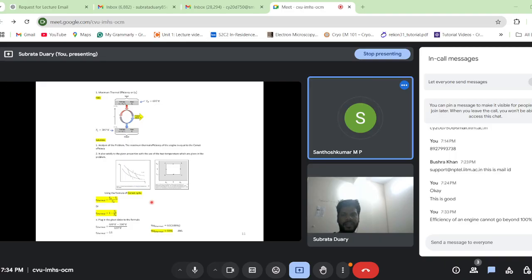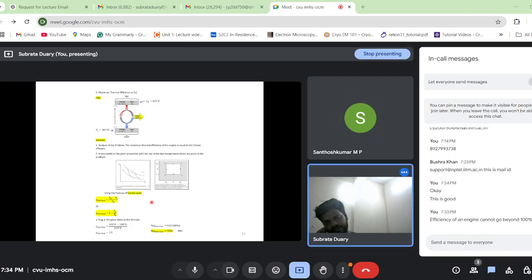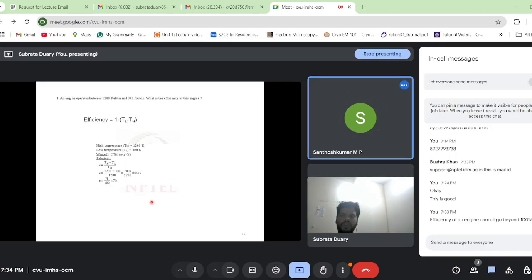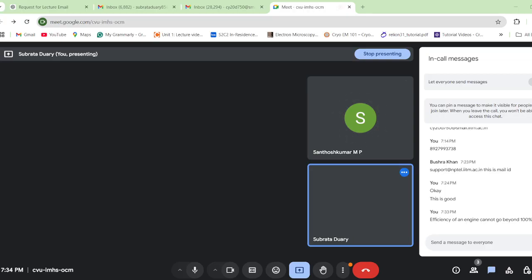Now coming to another situation, where you take one engine which operates at 1200 Kelvin and 300 K. What is the efficiency of the engine? So efficiency is 1 minus TL by TH.